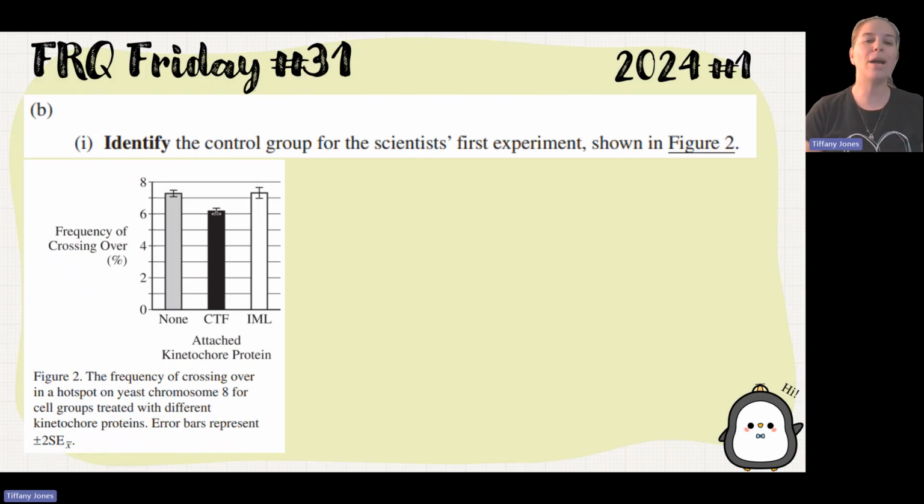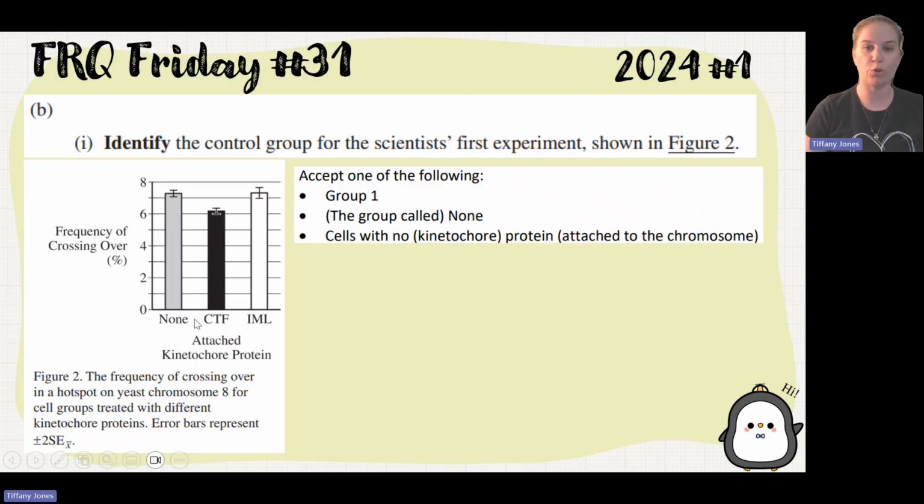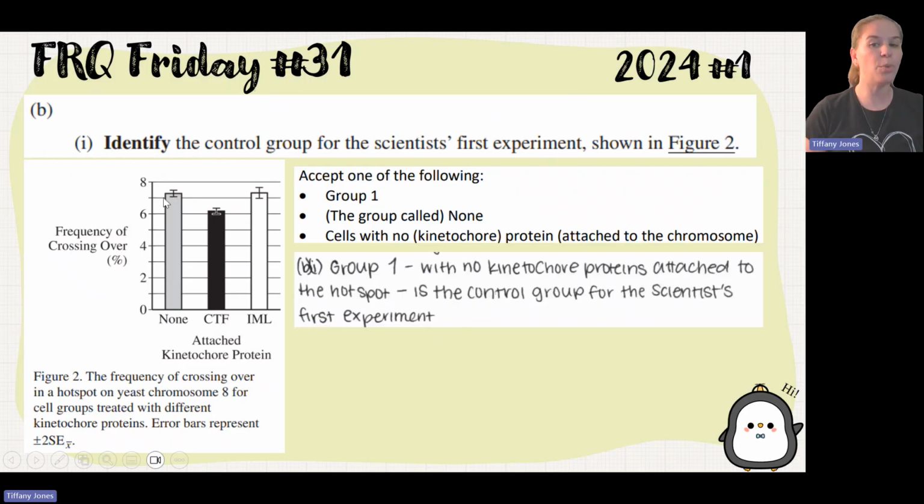So B1 says, identify the control group for the scientist's first experiment shown in figure 2. So what we're seeing is, which one of them does not have the treatment group? Well, since this first group right here has none of those kinetochore proteins, then that would be our control group. So group 1, the cells with no protein attached to their chromosomes, okay? Because they don't have that experimental group, that treatment group.